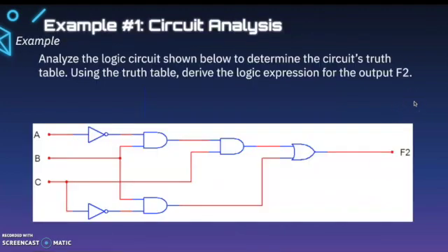So let's take a look at this example. You're going to analyze the logic circuit shown below to determine the truth table. Then, using the truth table, we're going to derive the logic expression for output F2. So what you can do right now is take this circuit, pop it into Multisim Live, and practice with it. I'm going to give you some time to practice.